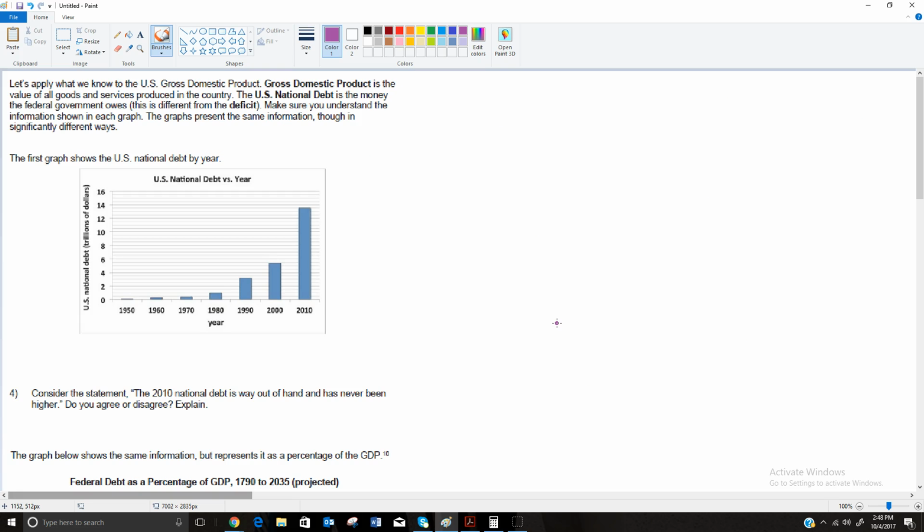So now we're going to look at another set of graphs here, and it says let's apply what we know to what is called the U.S. gross domestic product. So gross domestic product is the value of all goods and services produced in the country. The U.S. national debt is the money the federal government owes, which is different than the deficit. The debt is how much we actually owe, whereas the gross domestic product is the value of all goods and services that we produce.